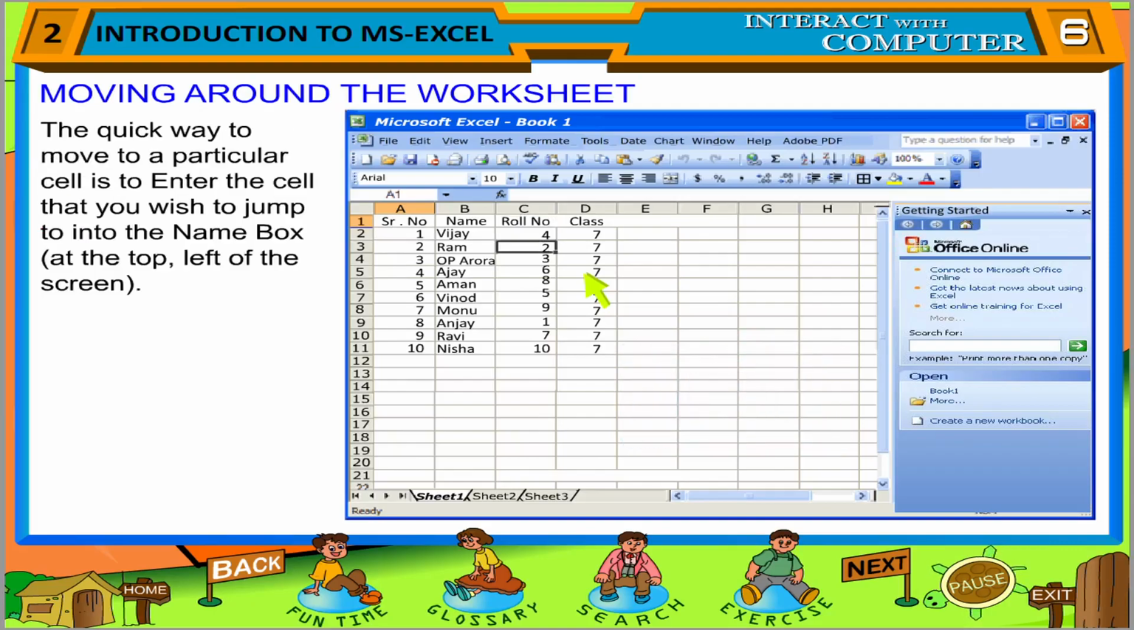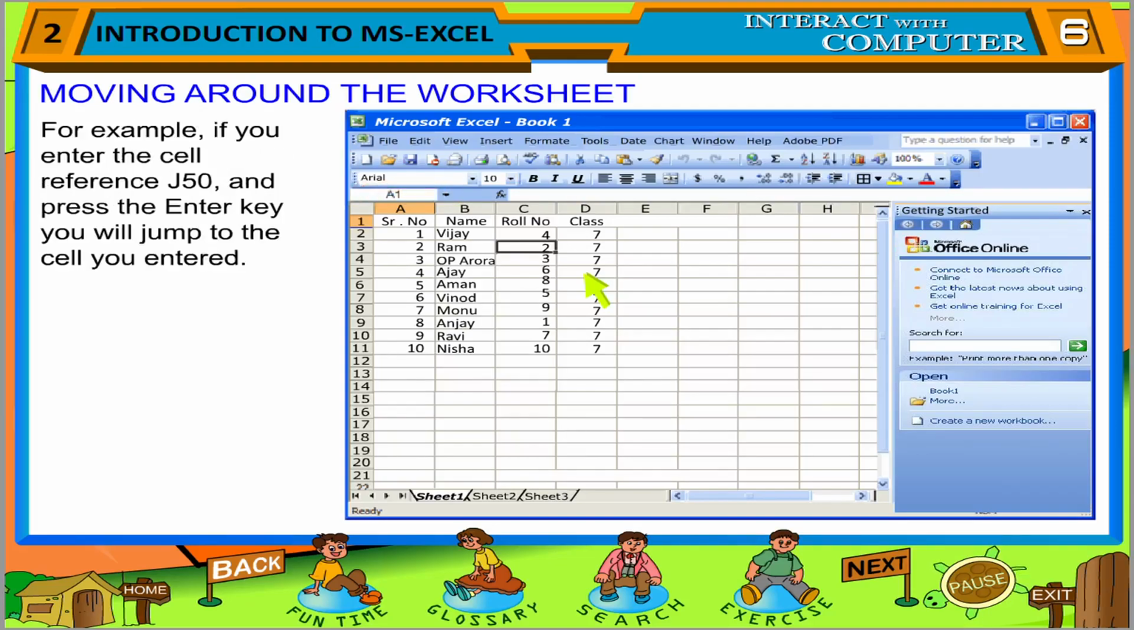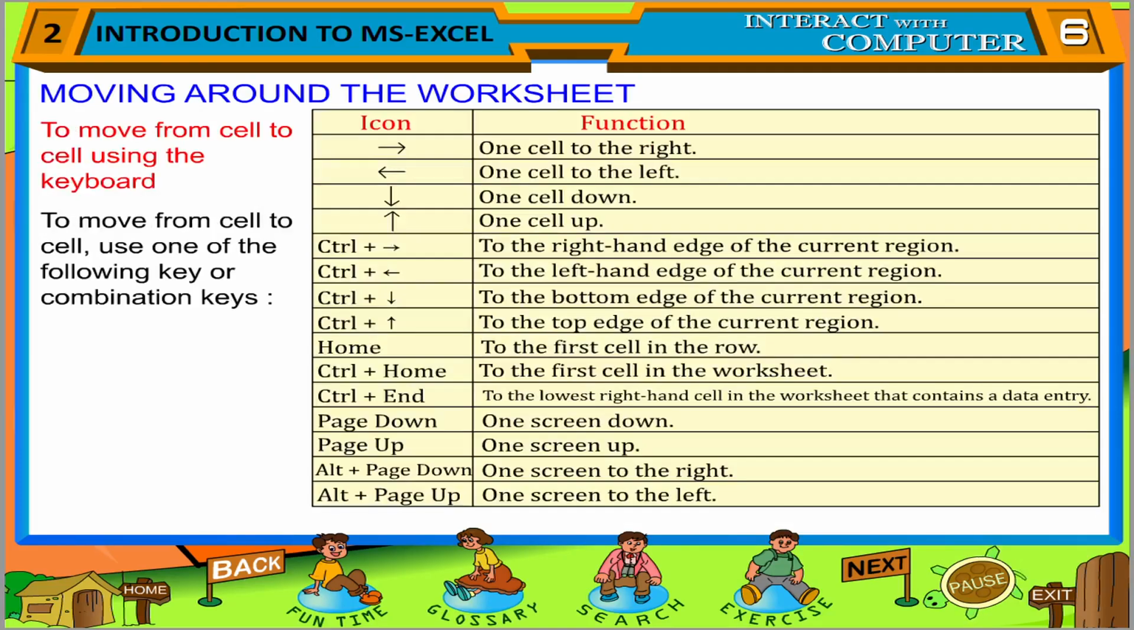The quick way to move to a particular cell is to enter the cell that you wish to jump to into the name box at the top left of the screen. For example, if you enter the cell reference J50 and press the Enter key, you will jump to the cell you entered. To move from cell to cell using the keyboard. To move from cell to cell, use one of the following keys or combination keys.